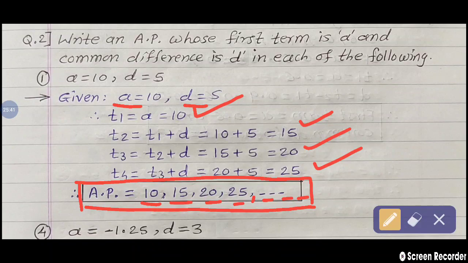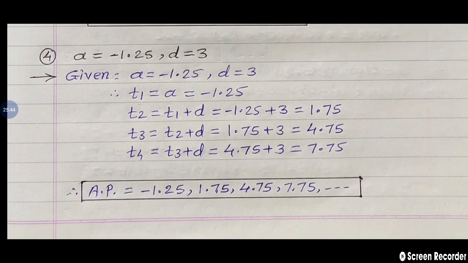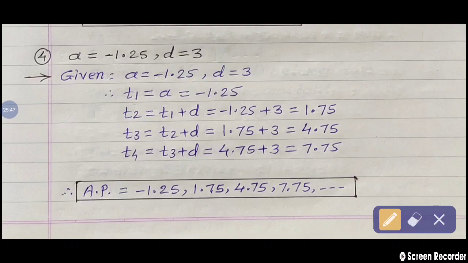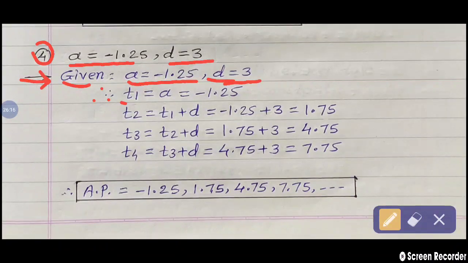Now we will see a few more examples. Check that. Example number 4. First term A is equal to minus 1.25 and common difference D is equal to 3. So answer, given A is equal to minus 1.25 and value of D is equal to 3. Therefore, T1, that is the first term, means nothing but the A, and that is already given in the question, minus 1.25.